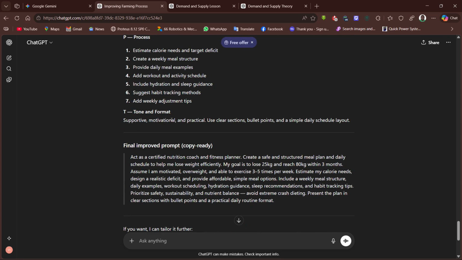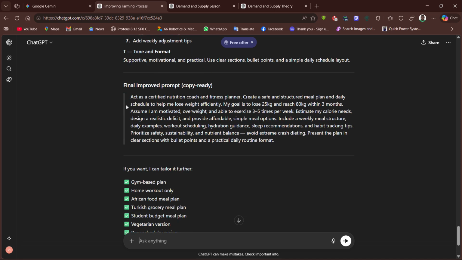Tone and format: supportive, motivational, and practical. Use clear sections, bullet points, and a simple daily schedule layout. Final improved prompt: act as a certified nutrition coach and fitness planner. Create a safe and structured meal plan and daily schedule to help me lose weight efficiently.